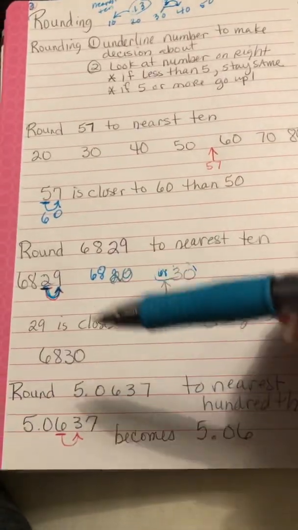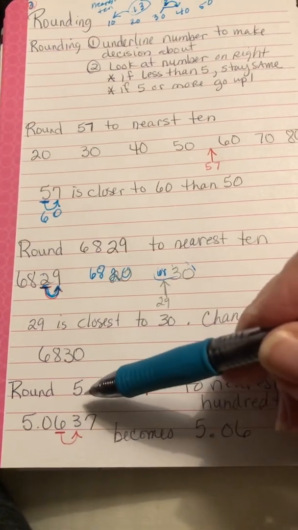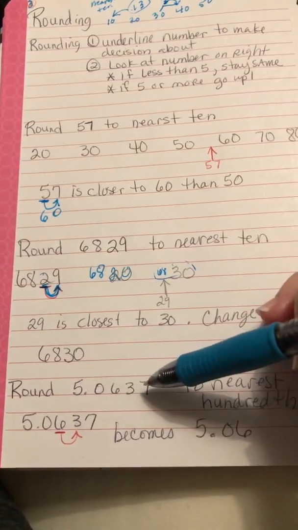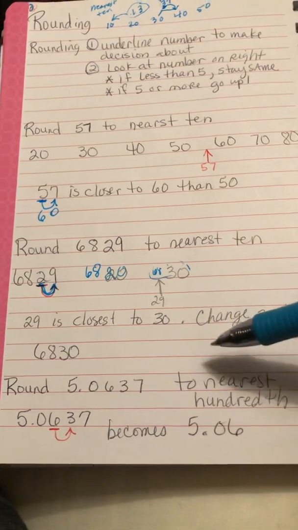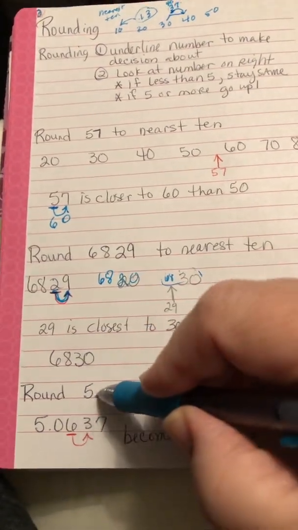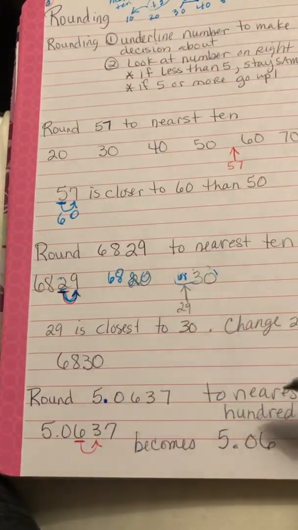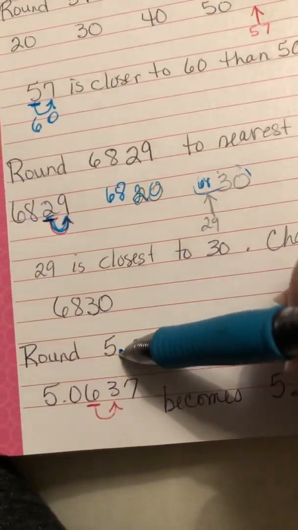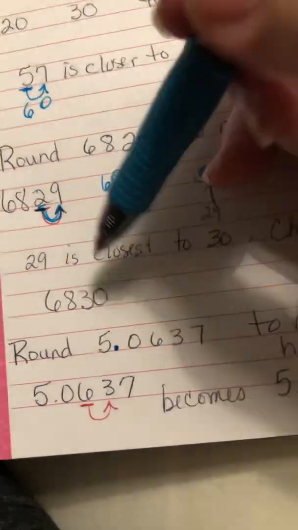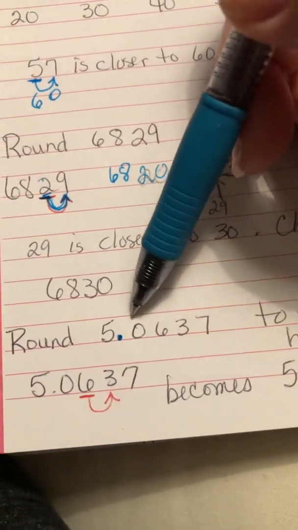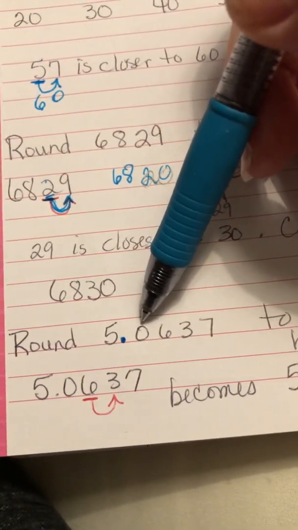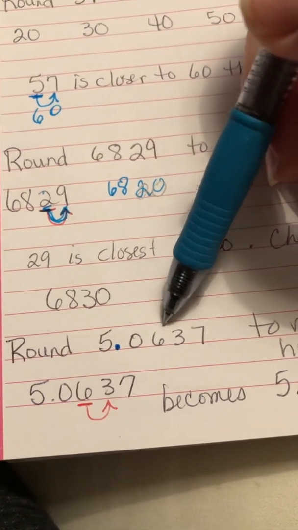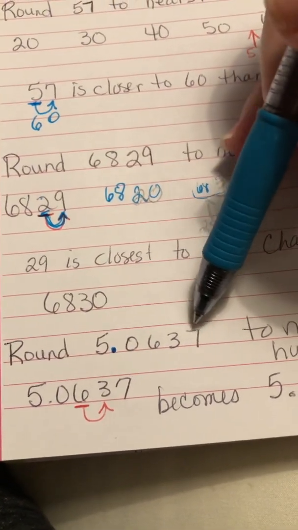This one says round, and this says 5 and 637 10,000ths, okay? Because this is a decimal, and I have the other video on how to read decimals properly. But the decimal itself is the word and then your place values start with tens. So, and it's a THS. This is tenths, hundredths, thousandths, 10,000ths.